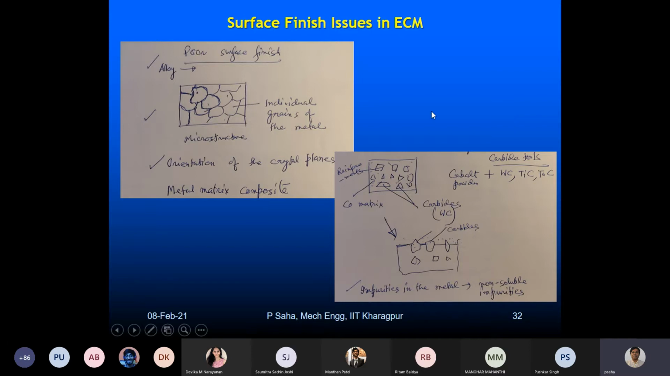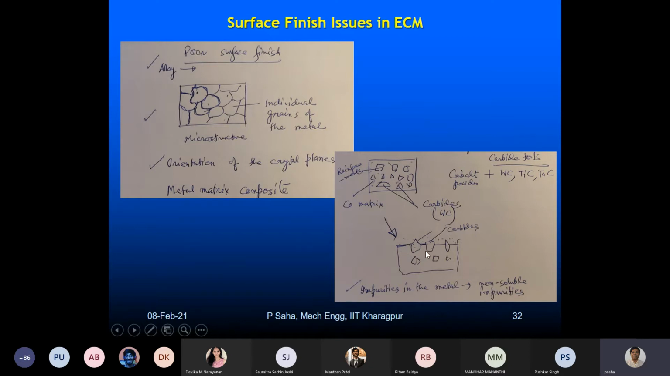So when you try to machine such an MMC in the ECM process, what will happen? The carbide is not getting dissolved by the ECM process, whereas the binding material, the cobalt, will easily get dissolved, leaving apart these carbide particles. How long will they be left? They will be exposed on the top, unless on further dissolution these portions also get machined.